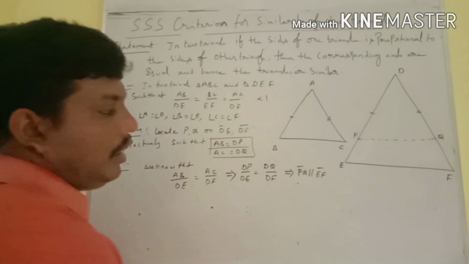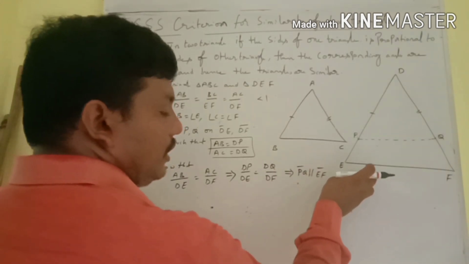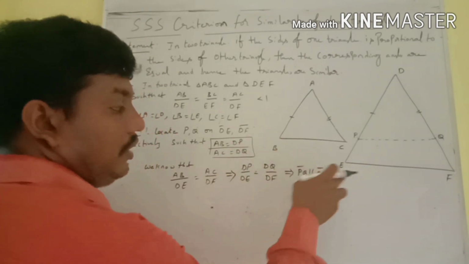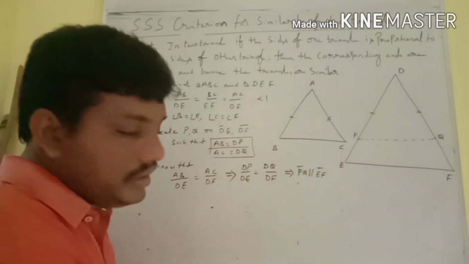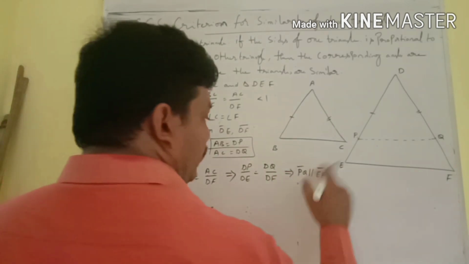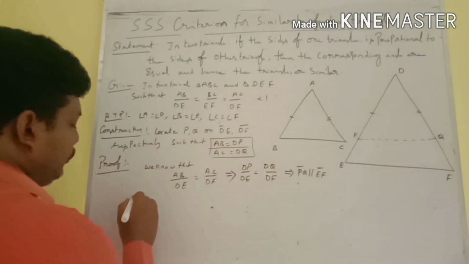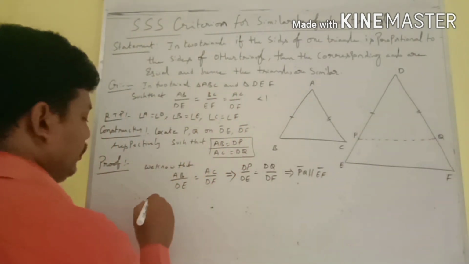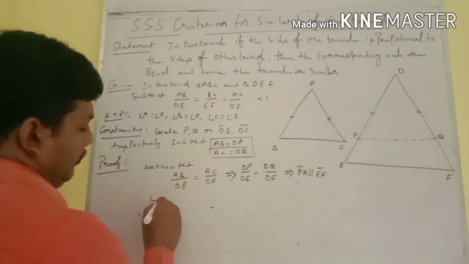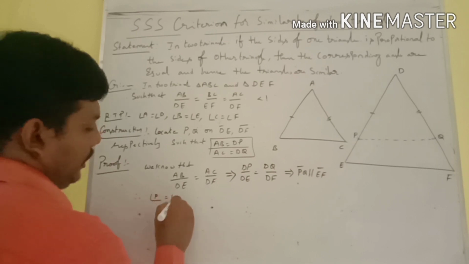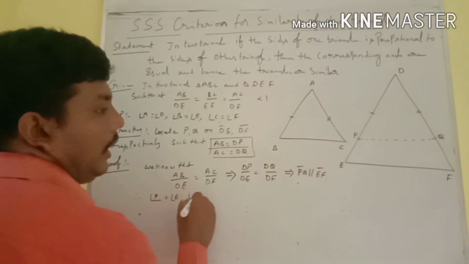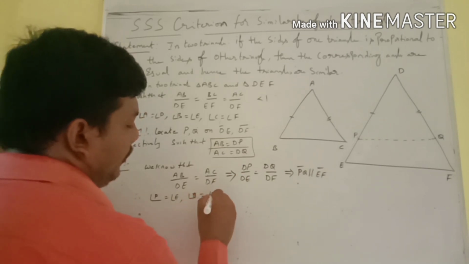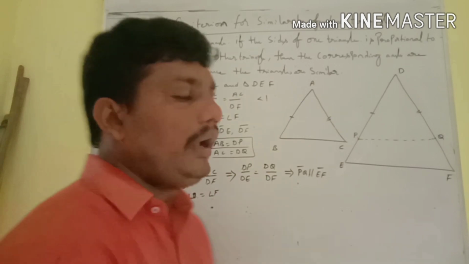So students, you have to mention the converse of the basic proportionality theorem. Since it is the converse of basic proportionality, this happens. You have to write it, but here the place is not sufficient, so I should not consider it here. Next, when PQ is parallel to EF, then we know that angle P is equal to angle E, and angle Q is equal to angle F.